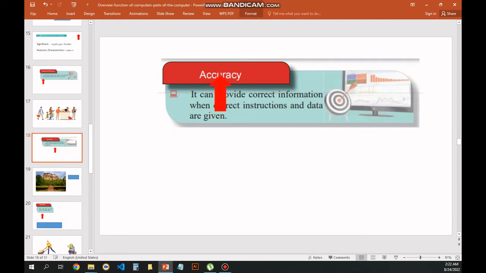Next quality is accuracy, right? Accuracy. I think in the first few slides we talked about that. That means in singular we are telling nirabadhitava, right? We are telling that. Okay, let's try to read this. It can provide correct information when correct instructions and data are given. So what is it telling here? It's telling that the computer is giving us the correct information, but make sure we have given the computer the correct instructions and correct data.